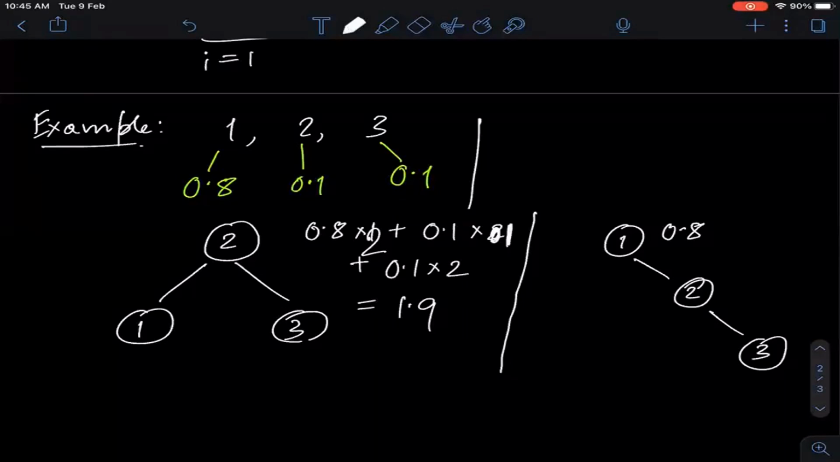Rishi, yes, I will explain 1.9 again. So what I'm doing here is multiplying the probability of access of each key with the depth of this node, or the search time of this node in this particular tree. Yes, that is the definition of my average search time. So you can think about this as the expected search time.